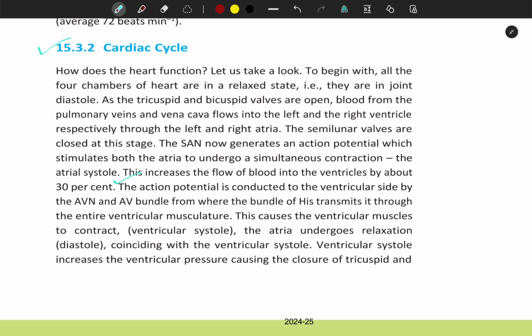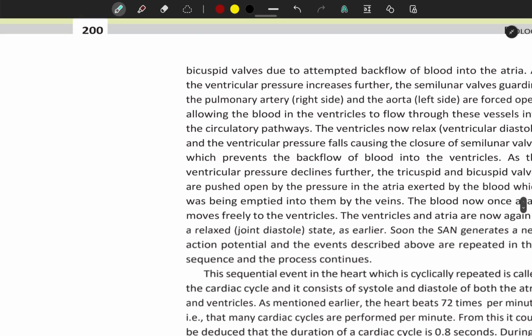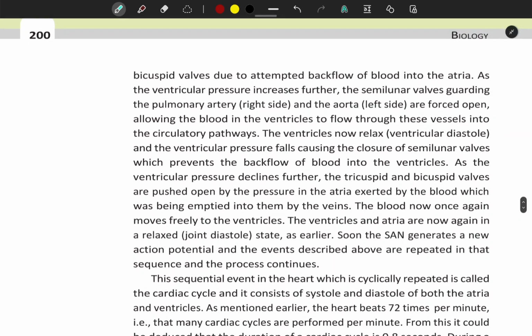The atria undergo relaxation, that is diastole, coinciding with the ventricular systole. Ventricular systole increases the ventricular pressure, causing the closure of tricuspid and bicuspid valves due to attempted backflow of blood into the atria. As the ventricular pressure increases further, the semilunar valves guarding the pulmonary artery at the right side and the aorta at the left side are forced open, allowing the blood in the ventricles to flow through these vessels into the circulatory pathways.